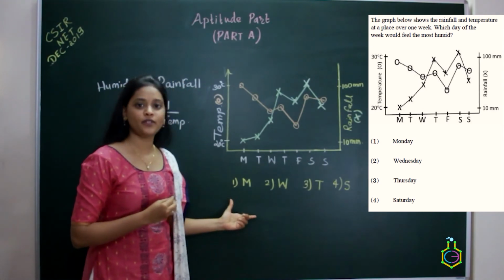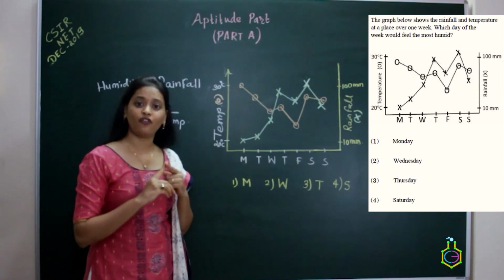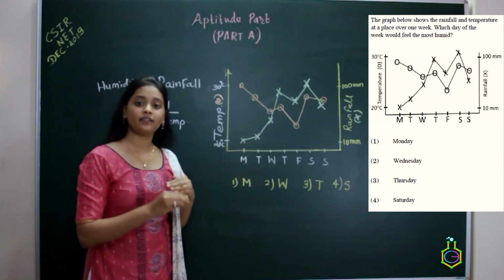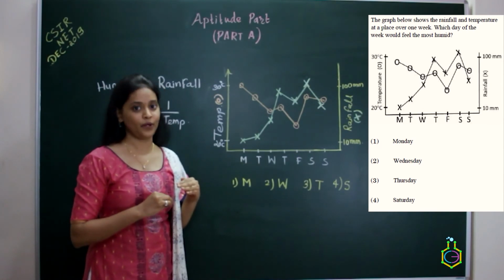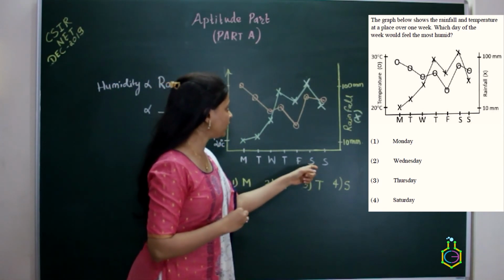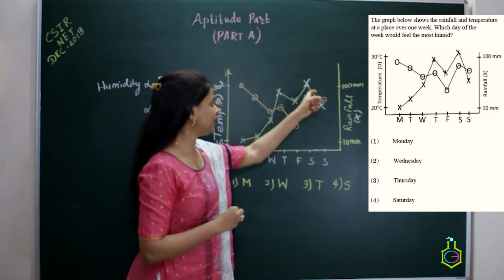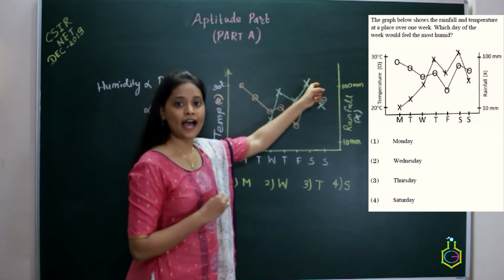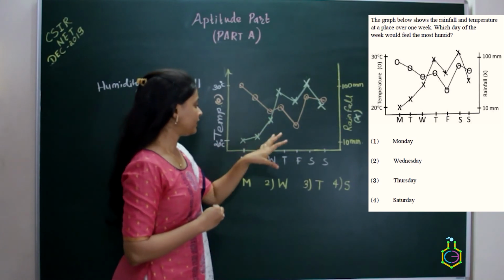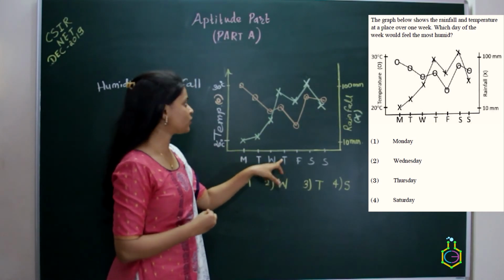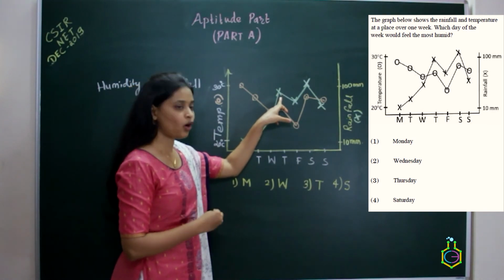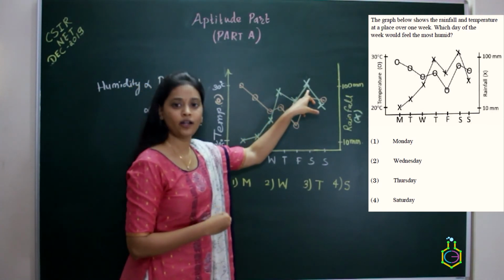So, we have to observe a day at which the rainfall is highest. The rainfall is highest, but the temperature is low as compared to the rainfall. From observing, we can see that on Saturday, the temperature is less, but the rainfall is highest among all the days. On the other hand, on Thursday also the temperature is less and rainfall is high, but it is not as high as on Saturday.